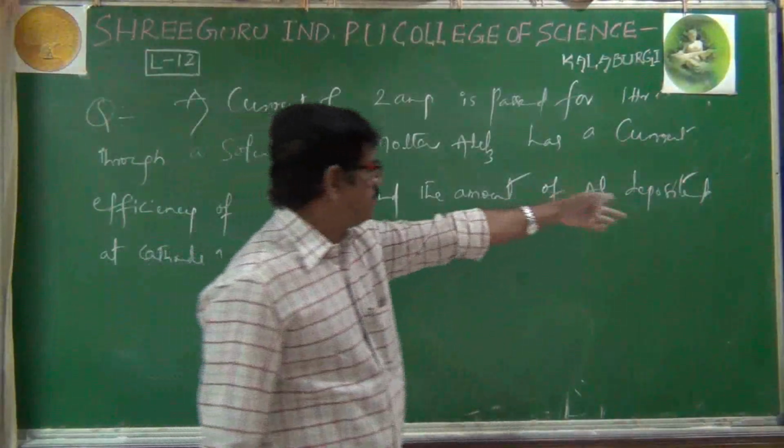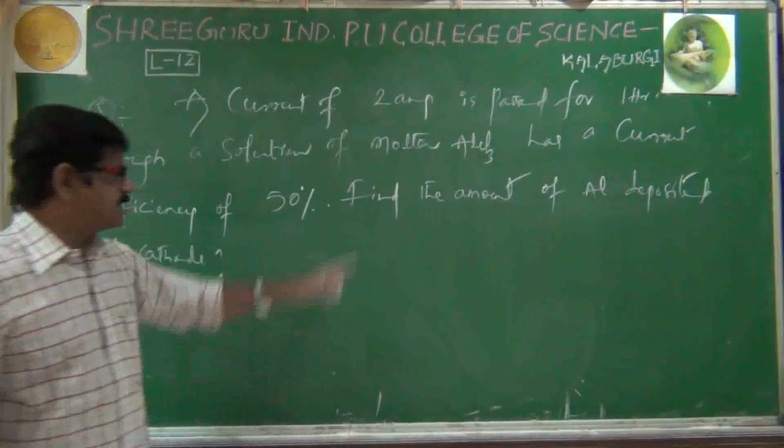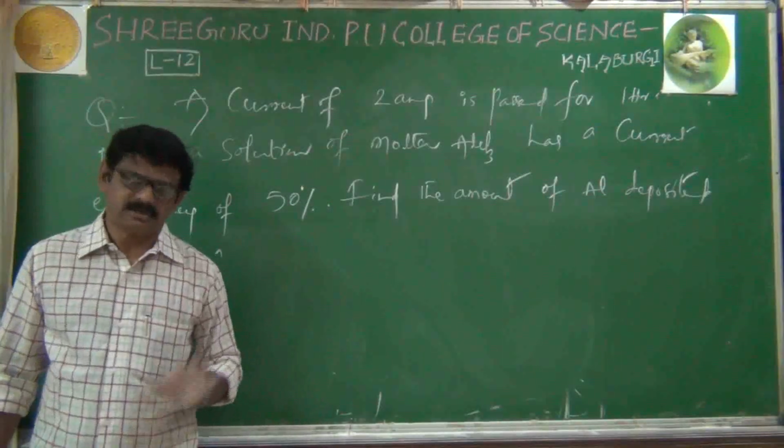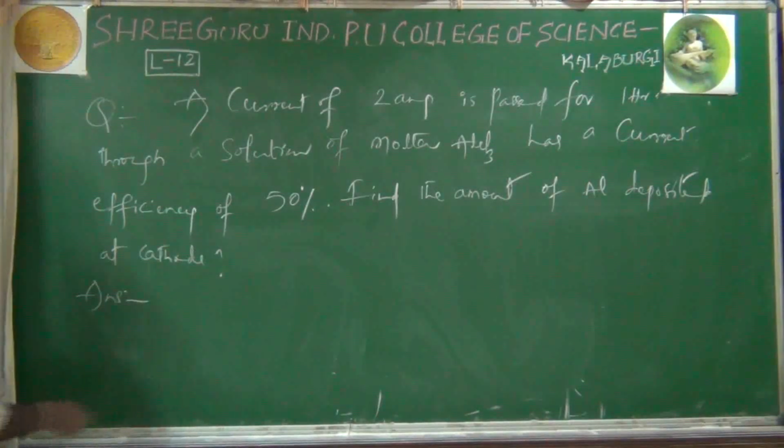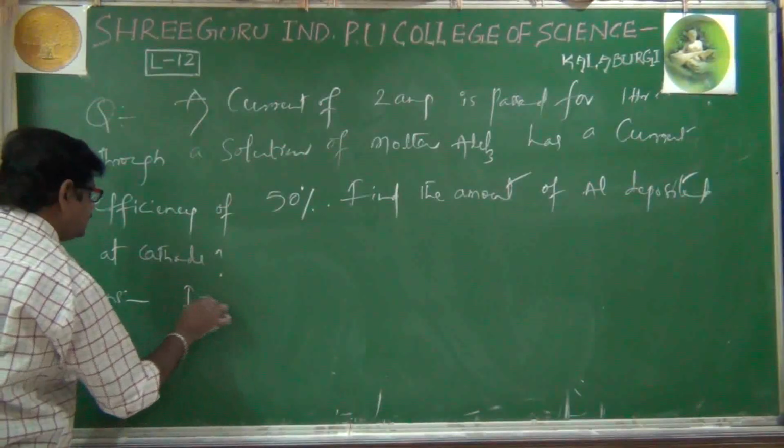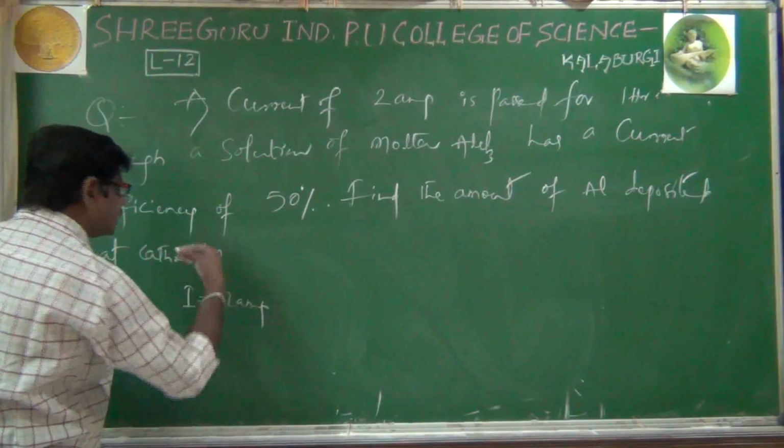Find the amount of aluminum deposited at cathode. He is asking the W value. Right. First we'll collect the information, collect the data. Then 2 amperes has been given as current. I is equal to 2 amperes. There is no doubt in that.